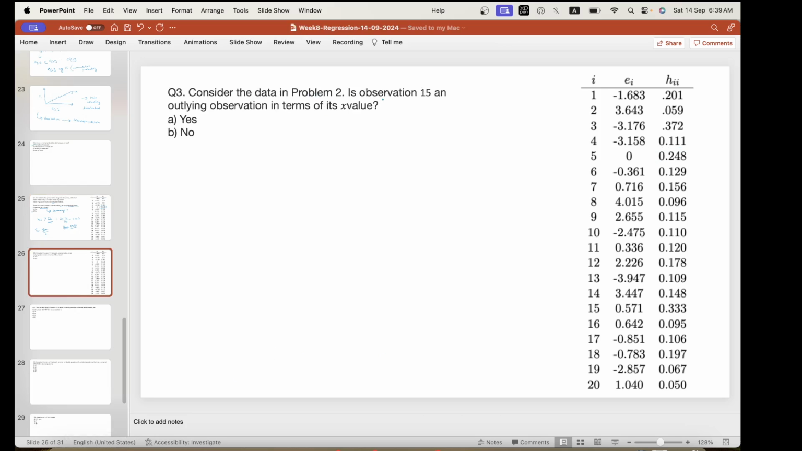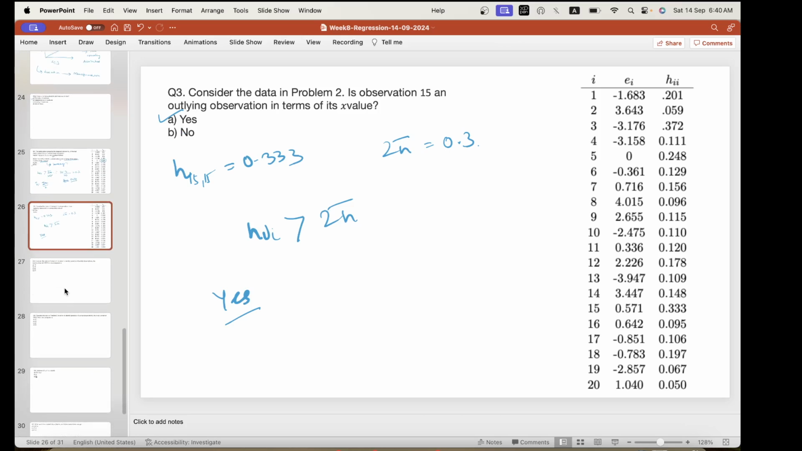Consider the data in problem 2. Is observation 15 an outlying observation in terms of its x values? So H15 is actually 0.333 and 2h bar is actually 0.3. So H15 is greater than 2h bar, therefore yes, it is an outlying observation. Okay, moving on.